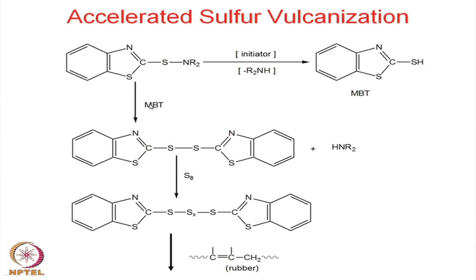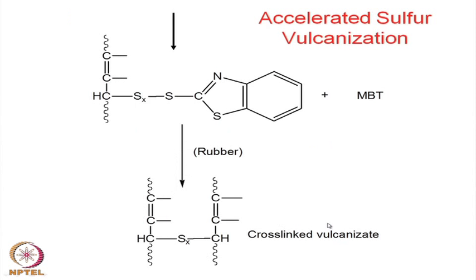Either this can come over here to form MBTS, which reacts with sulfur S8 ring forming polysulfide. This polysulfide reacts with rubber to form this kind of linkage: this is the accelerator moiety, this is the sulfur linkage, the polysulfide linkage, this is the polymer chain, and ultimately it reacts with another rubber molecule forming this type of cross link. This is a rubber molecule, this is a rubber molecule, and these two rubber molecules are linked with SX. So, this is a cross linked vulcanizate releasing this MBT.